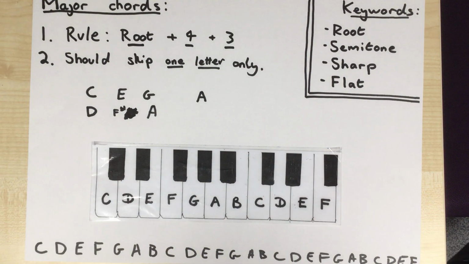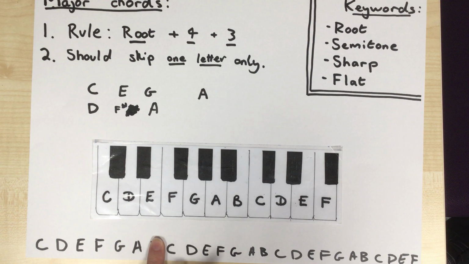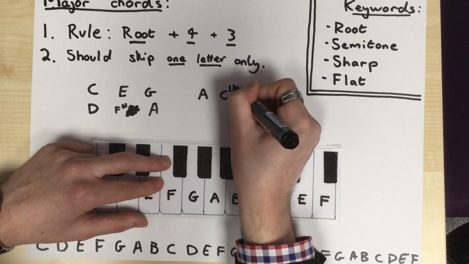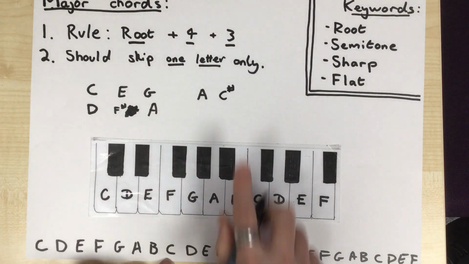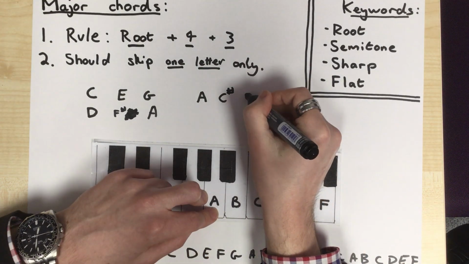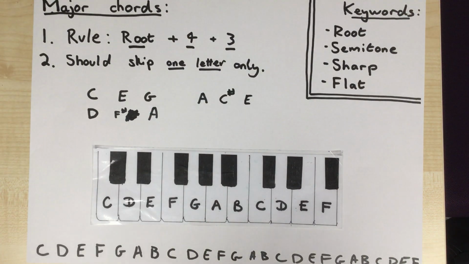Well, let me go to here and have a look. So A is either C or D in terms of letter. So I'm skipping B to get to C. Therefore, I know it's got to be C sharp. If I did and covered these 2, I'm skipping 2 letters to call it D flat, and that's not right. So this has to be called C sharp. And then I add 3. 1, 2, 3, and I get to E. And there is my chord of A major.